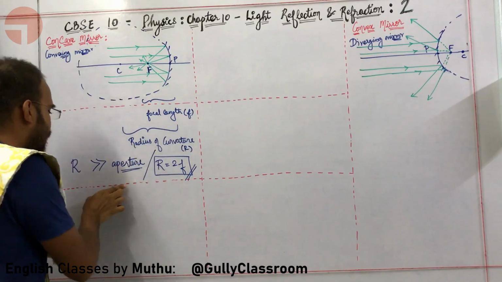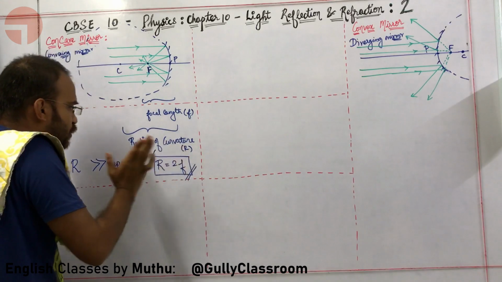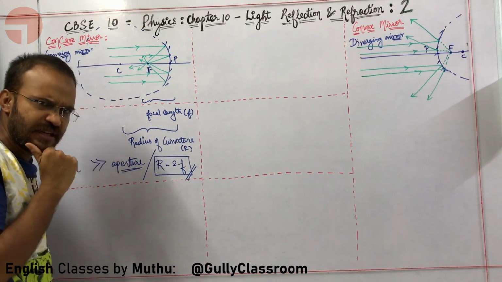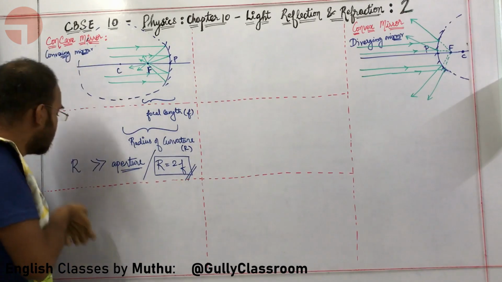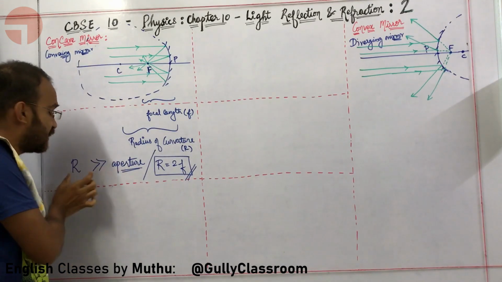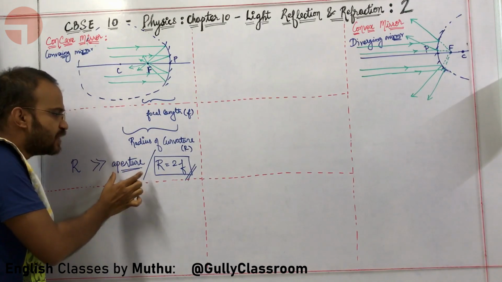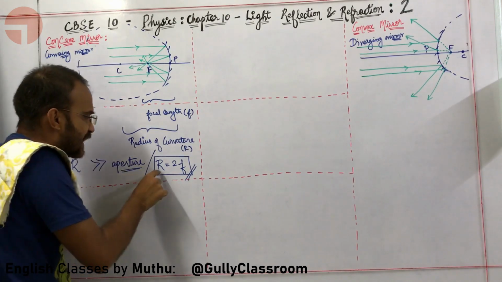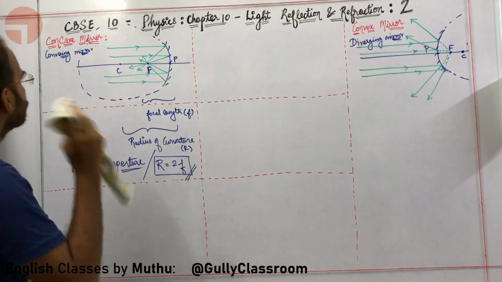Now we know the limiting condition for all the mirrors we are going to study in this subject. What is the limiting condition? We are going to study only those mirrors for which the radius of curvature is very much greater than the aperture. For such mirrors we can write that capital R is equal to 2f.